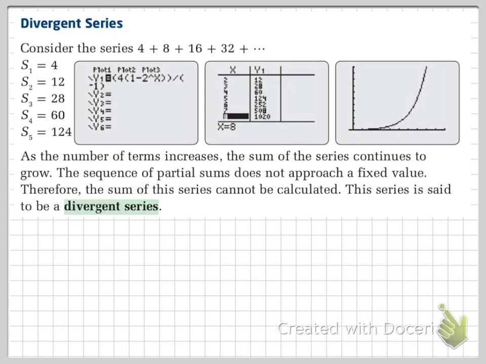Now, this is different from a divergent series. If you consider the series 4 plus 8 plus 16 plus 32, you notice that the numbers are getting further and further apart. Notice also that the common ratio is 2. As the number of terms increases, the sum of the series continues to grow. The sequence of partial sums does not approach a fixed value, and therefore the sum of this series cannot be calculated. The series is said to be a divergent series. If we graphed this one, you'll notice that the numbers just keep getting bigger and higher and higher.